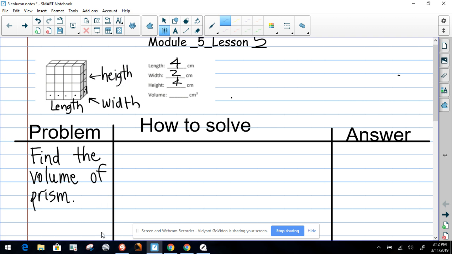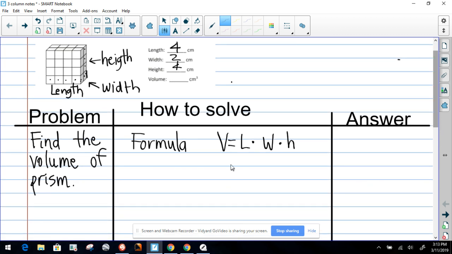Now, I'm encouraging my students to always use a formula. What is the formula for volume? The formula for volume is volume equals length times width times height. Over here, it's also easier to see it, but it's a multiplication. So we're going to do the multiplication right here. We know the volume, the length is 4 centimeters, and the width is 2 centimeters, and the height is 4 centimeters.